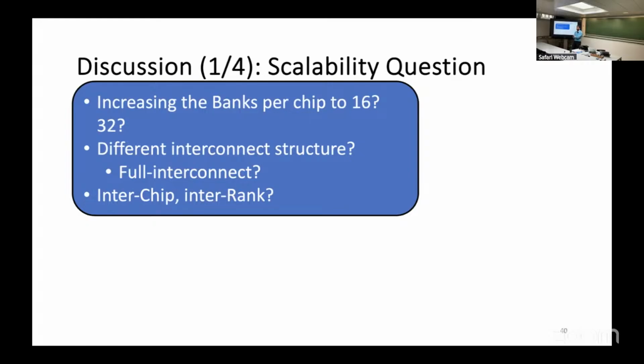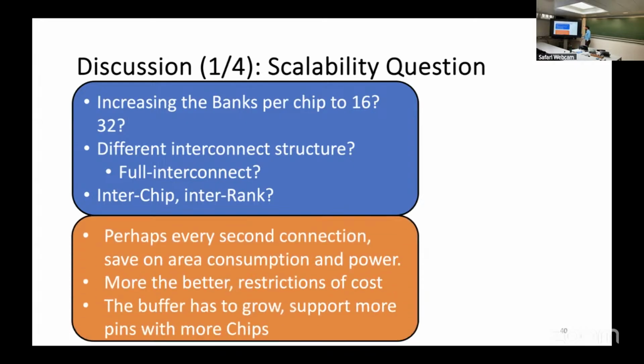Perhaps a different structure instead of a full interconnect. Any ideas there? That's why you had your hand up? Yeah, maybe I can comment on the interconnect structure. If we decide to do a full interconnect between all the ranks or chips, then we will decrease the latency, but we will increase the surface of the chip. So we will need more surface area.